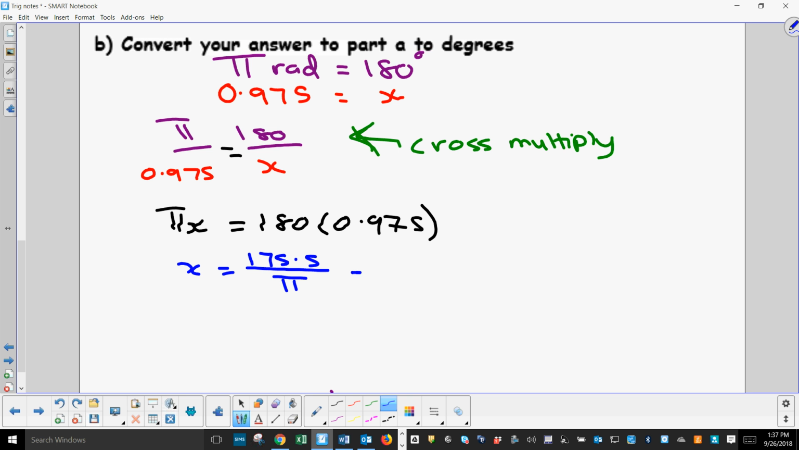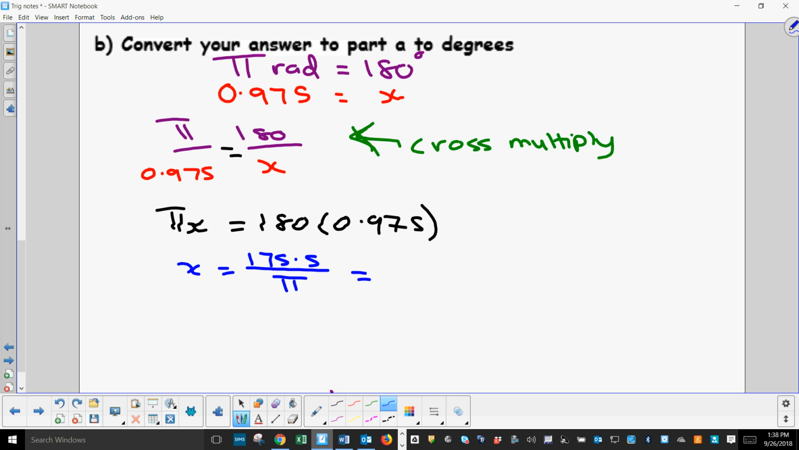If you were to write an answer in terms of pi, if it was non-calculator, the only issue with that answer is that you're not supposed to really have a decimal in the fraction. So you could double the top and double the bottom, and it would be fine. Then you would get something like 351 over 2 pi.